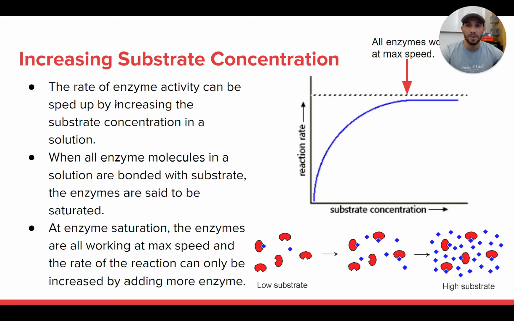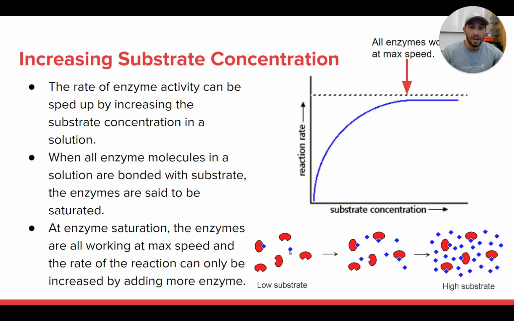The first one I want to look at is the concentration of the substrate. Just to remind you, the substrate is the chemical that the enzyme is binding to at the active site. In this diagram down here, these little blue diamond looking things are the substrate, and these red things are the enzyme, and it's going to bind to the active site on these enzymes. When the enzyme is binding to the substrate, it's going to allow the chemical reaction to take place.